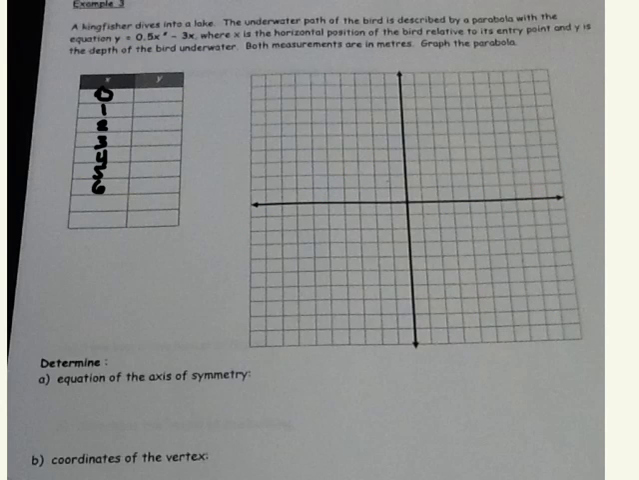Okay, so in this example, we're looking at the path of a bird, right? We're given this equation. What does the equation tell you? So let me write the equation here. Y equals 0.5 x squared minus 3x. What is my a value of this equation? Which number is a?